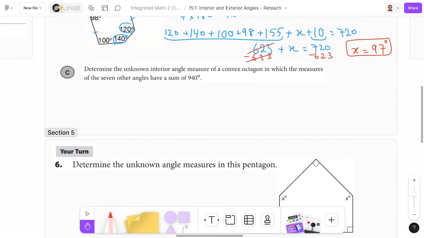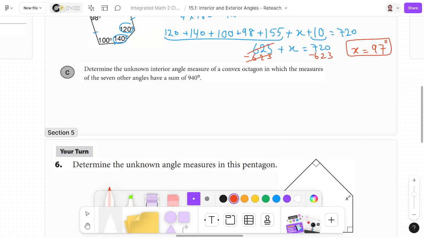Now let's take the last example about this. Determine the unknown interior angle measure. We need to find the interior measure of a convex octagon. Octagon means 8 sides, in which the measure of 7 of the other angles has a summation. As you can see, because we have 8, he gave me the measurements of the 7. So we need to find the last one.